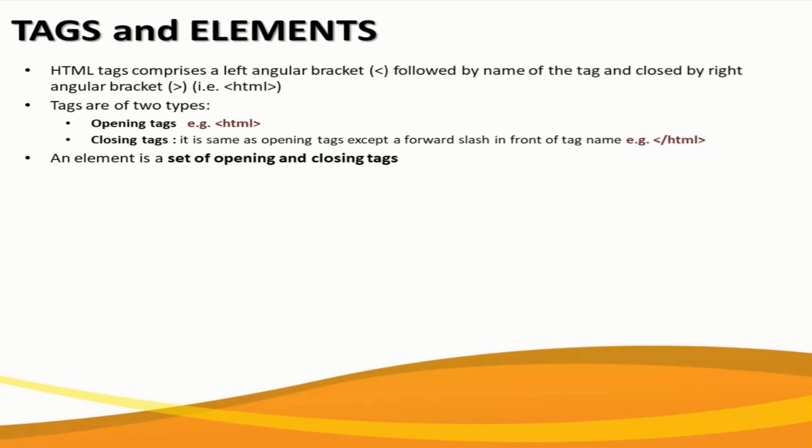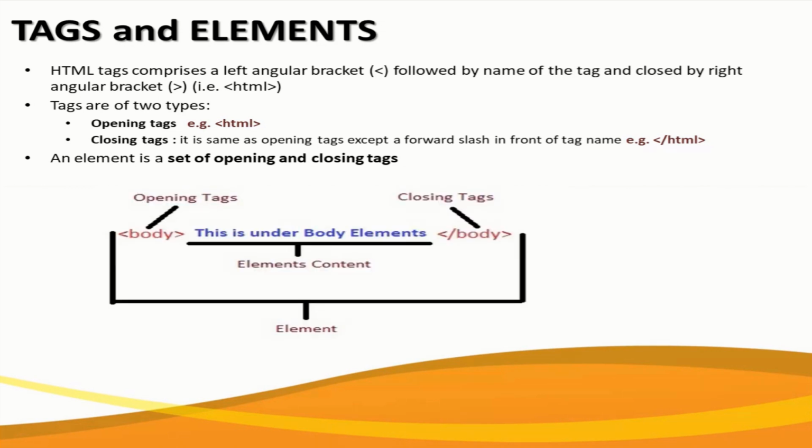An element is a set of opening tag and closing tag. An element has a starting point and an end point. It declares where the tag starts and where it will end. An element can contain text as well as other tags. Look at the following picture for more details. In this picture, there is an opening body tag and a closing tag. In between that, some text is written. That is the content of the element. The content of an element can contain other tags also. In the next slide, we will learn more about elements.